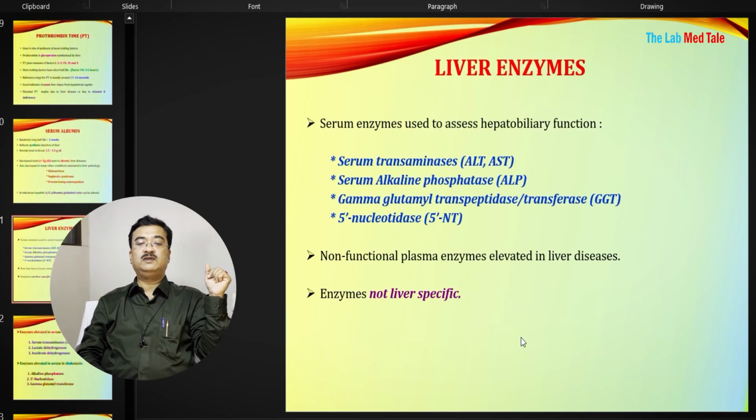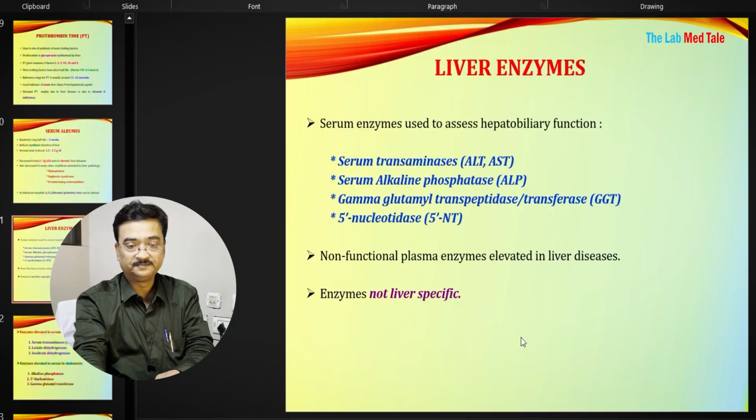Now we talk about the liver enzymes. Mostly we talk about 4: AST, ALT, alkaline phosphatase, and gamma-glutamyl transferase. But we also add another one, number 5, which is 5'-nucleotidase. These are the enzymes which are mostly tested in liver function tests.